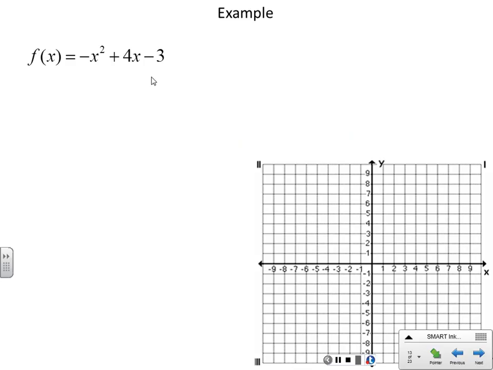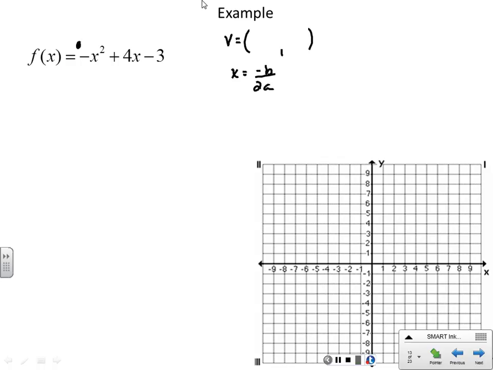Now, this is what you're looking at. This does not look anything like our HK form, does it? Our other formula had A times X minus H quantity squared plus K. That doesn't even look remotely like our other formula at all. So what we're going to do in order to find the vertex, to find the X coordinate, you're going to do opposite of B over 2A.